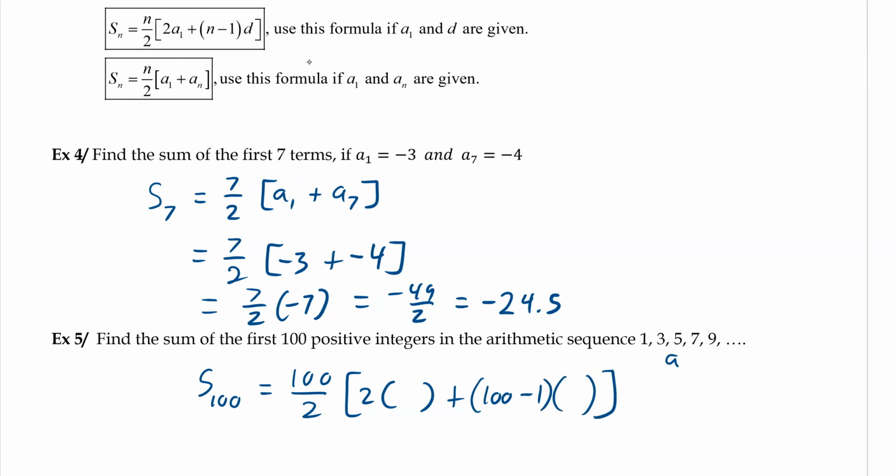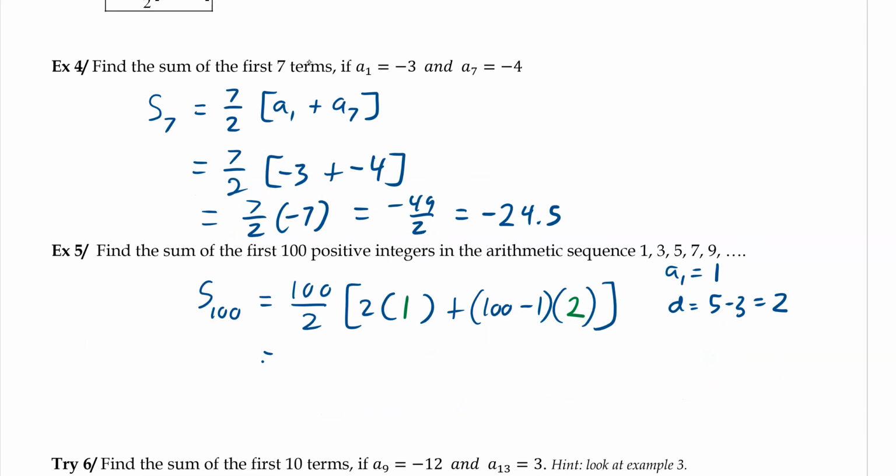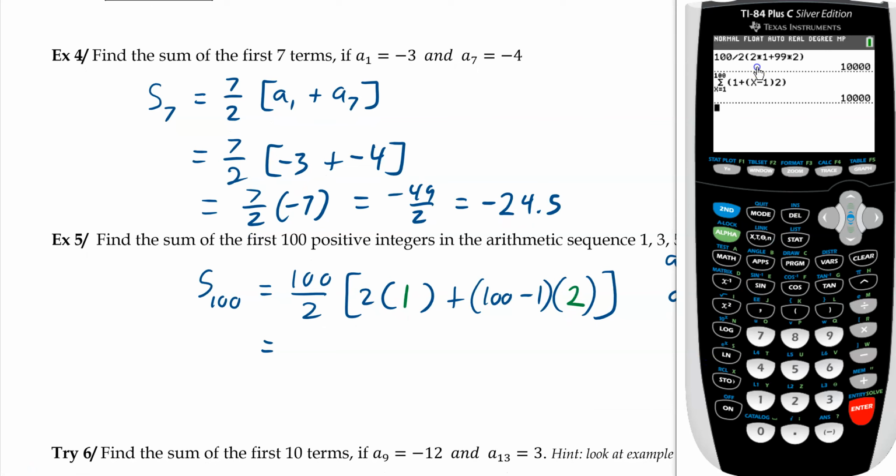And where do we find that? From our sequence, a sub 1 is 1. And then difference, remember we just subtract any of the two. And there we go. So I can plug in my a sub 1 and my difference. And then just plug that into my calculator and it will tell me what I have for an answer. And it gives us this. So if I plug that in my calculator, I get 10,000.